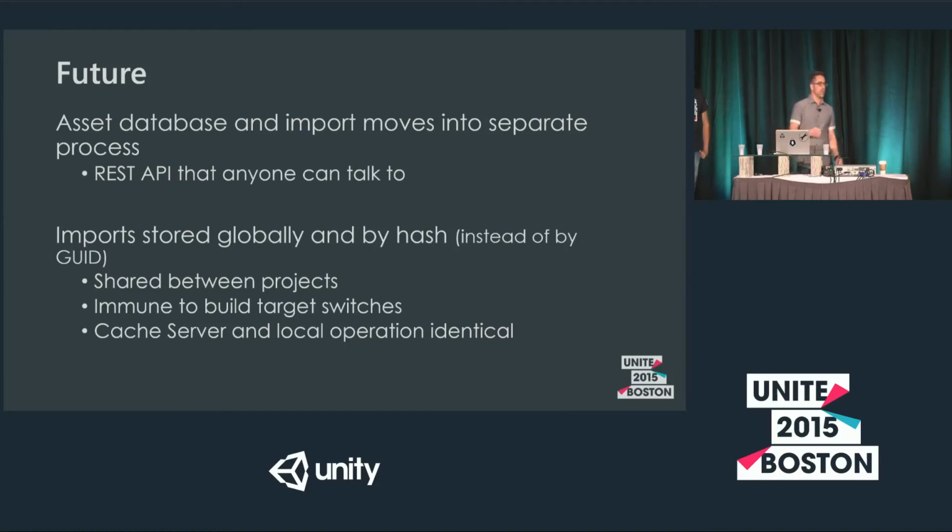So what we want to do is switch to hash-based storage and actually move the thing out of the library folder, where it's per project, and just move it into a central location on your computer. Sort of where the operation of the cache server and the way it operates locally becomes the same. So yeah, that's coming. And that's pretty much the asset import pipeline.